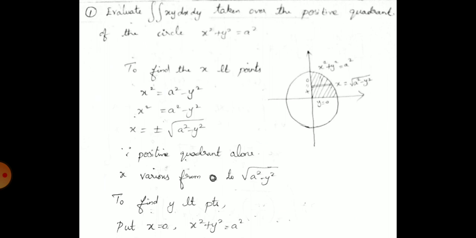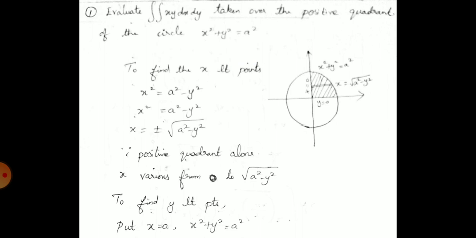Evaluate the double integral of xy dx dy taken over the positive quadrant of the circle x squared plus y squared equal to a squared. So here they have given the positive quadrant in the question itself, and it has to lie within the circle x squared plus y squared equal to a squared. So the given integral is a double integral of xy dx dy.